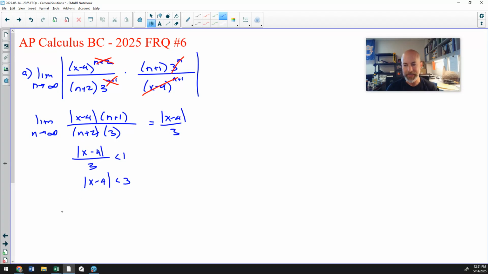Now, as far as the interval, that's going to be when negative 3 is less than x minus 4 is less than positive 3, which is when 1 is less than x is less than 7. And the one thing I like to do on these problems is confirm that the number right in the middle of 1 and 7 is 4, and that is the center of the series. So that confirms that my interval of convergence is correct. Now the pesky part, we have to test each of the endpoints. So now I've got to come over here, and I have to test x equals 1.